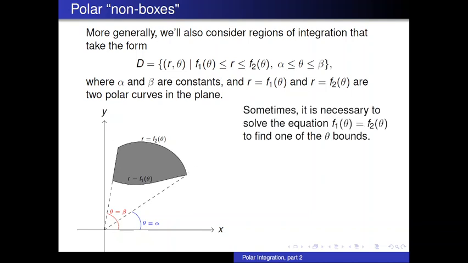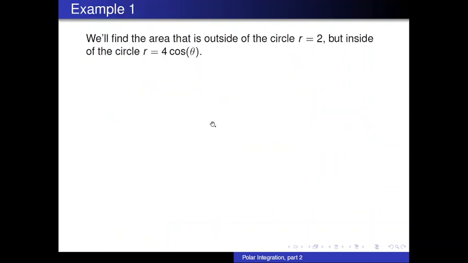So sometimes it's going to be necessary to actually solve that equation. Maybe you won't be given that bound alpha. You might have to solve for it. That's some extra work, but we'll cross that bridge when we come to it. Then again, it might also not be the case that you have to do that. You might have a polar region that has nice lines chopped off on either side. So let's start with the first example here.